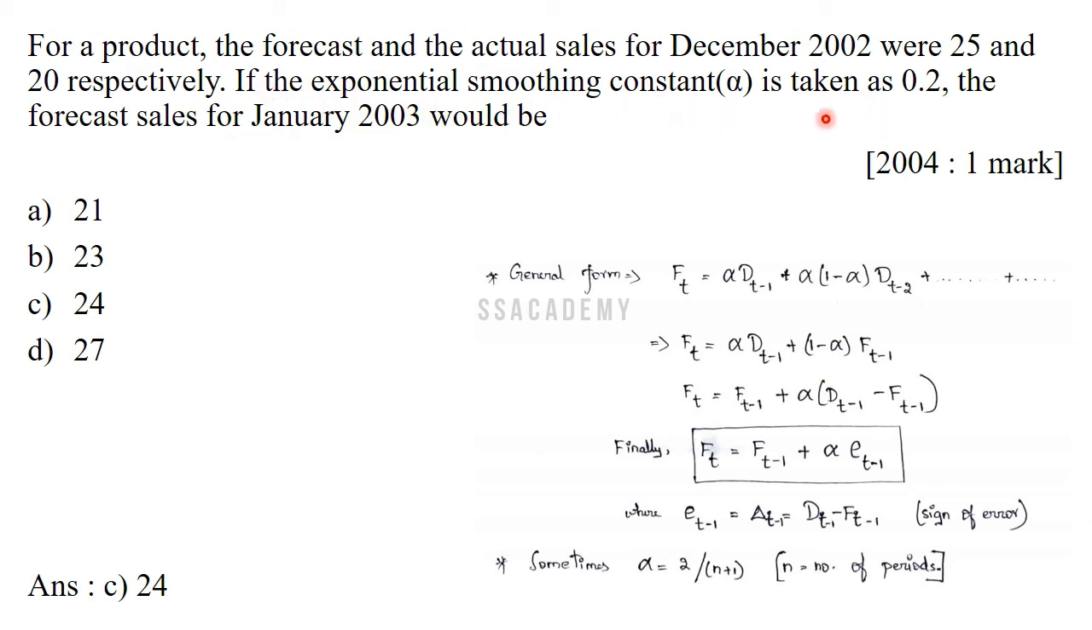If the exponential smoothing constant is 0.2, the forecast sales for 2003. See there, forecast and actual sales they have given: 25 and 20. So for 2002 we are having F and D. We have to subtract that. Demand is actually 20 minus 25, minus 5, into 0.2, we will be getting minus 1, whereas the previous period forecast is 25. 25 minus 1, 24. So the answer is 24.